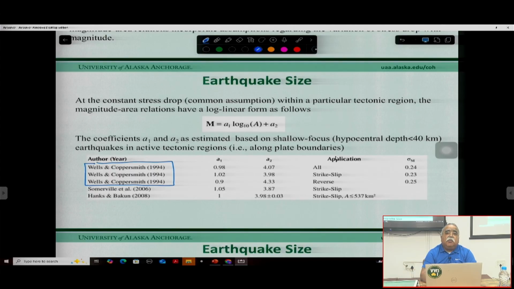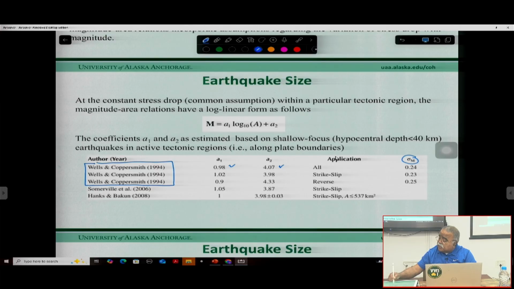So this a1 and a2 are the two constants, right? And these constants are given here. So this is 0.98 and 4.07 for a1 and a2. This is for overall, and the sigma, or the standard deviation of magnitude, is equal to 0.24, right? So you can calculate this one and then add or subtract 0.24, plus or minus 0.24.